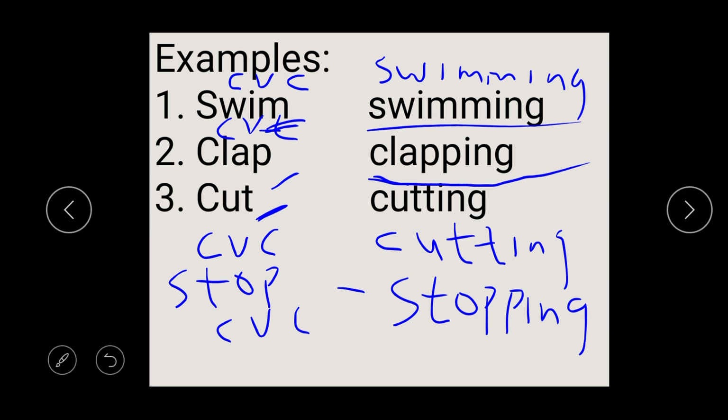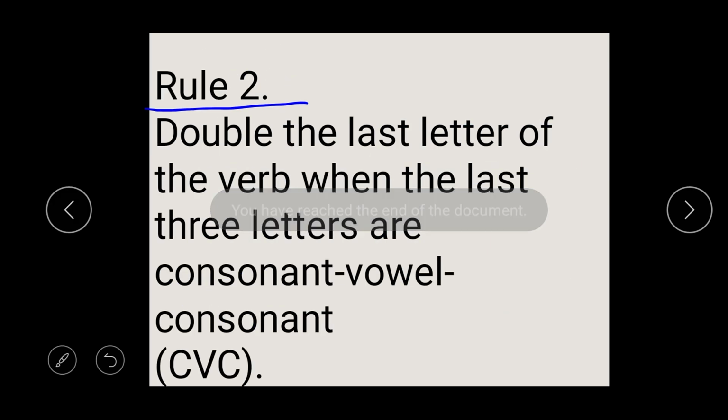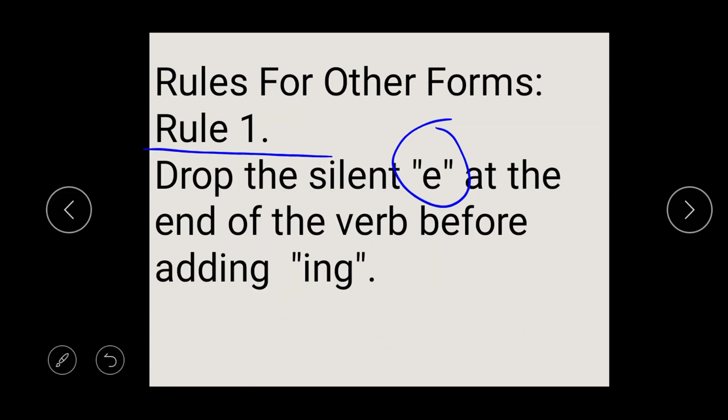So these are the rules when you are trying to change your verbs to continuous tense. Okay, rule number 2 says double the last letter of the verb when the last three letters are consonant, vowel, consonant. And rule number 1 says drop the silent E, or cancel the silent E at the end of the verb before adding your ing.